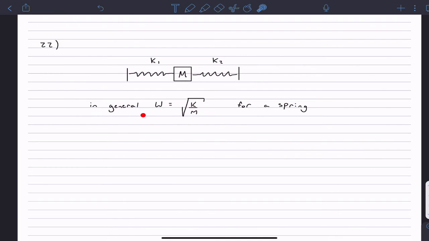We know the general form of oscillations: the oscillation speed for a spring is given to us as the square root of k over m, right? That's standard, and you can look that up pretty much anywhere. It's definitely in the book.